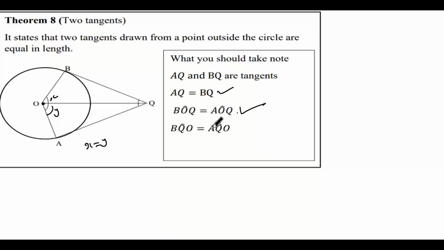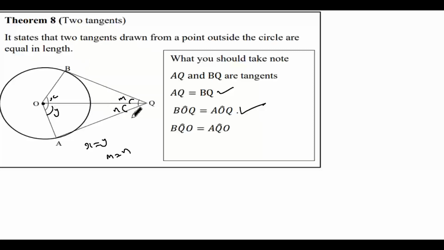And the last thing you can take from this theorem is that angle BQO, this one again, will be equal to angle AQO. This one I can say is M, and I can say this is N. So you can see M is equal to N. So these are the three things you should take away from this theorem.